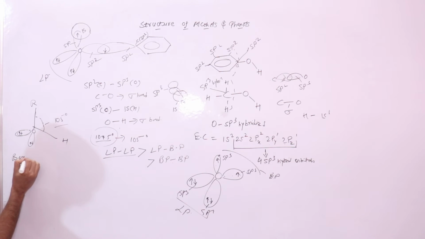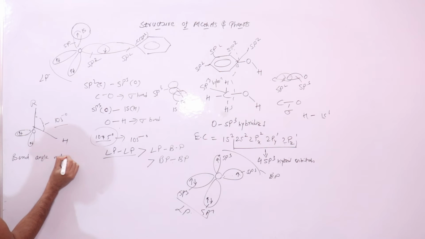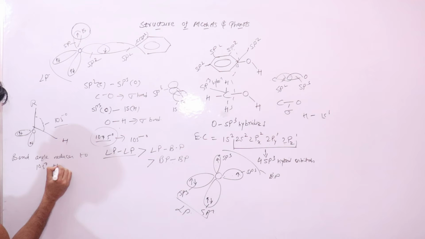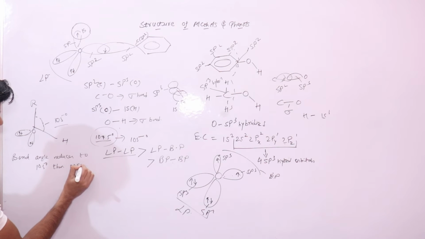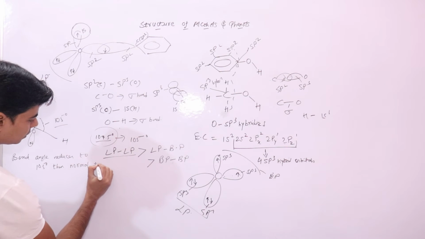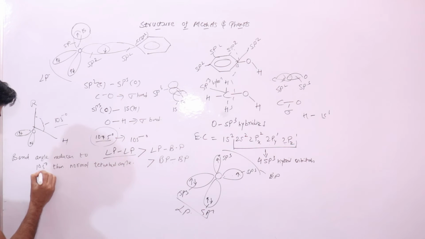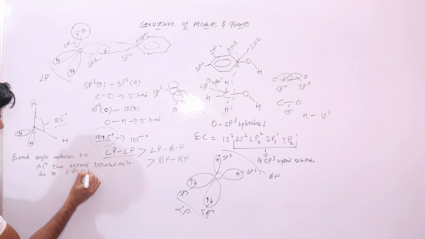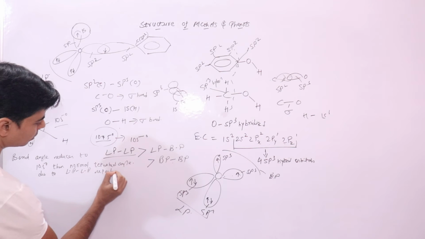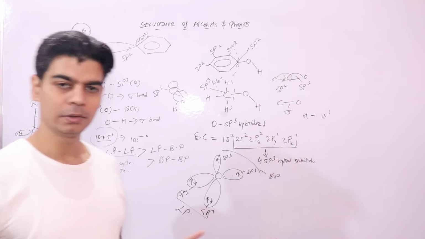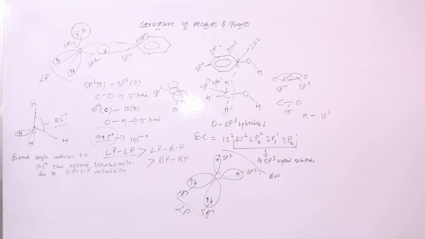So the bond angle reduces to 105 from the normal tetrahedral angle due to lone pair repulsion. Due to lone pair repulsion, it will reduce further.